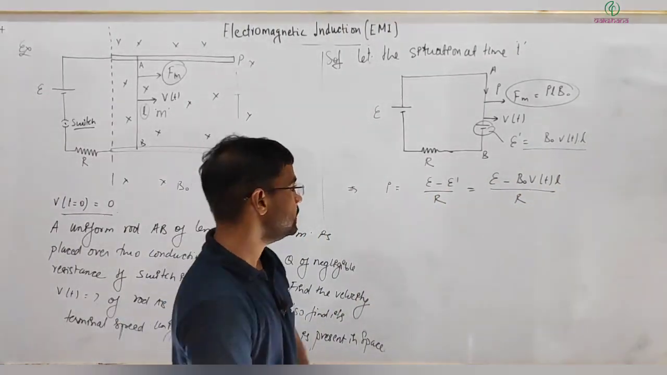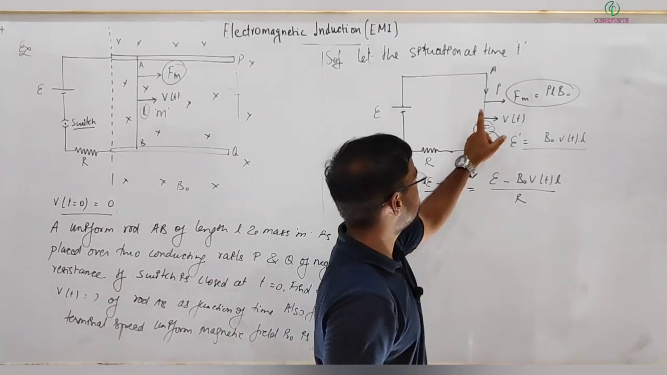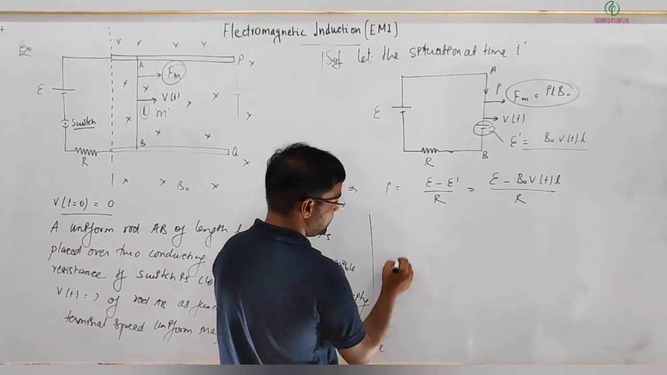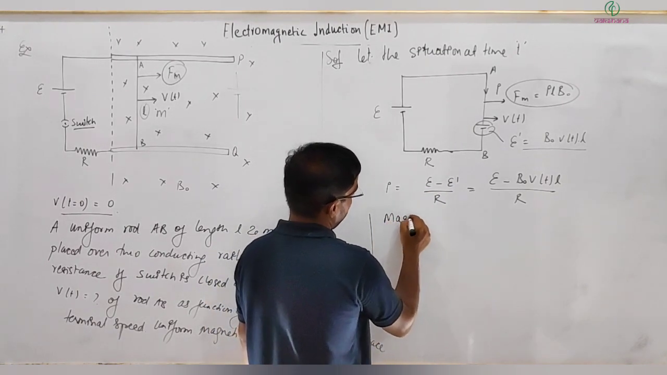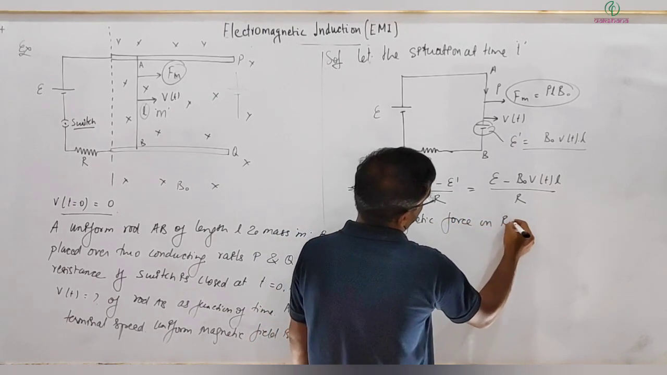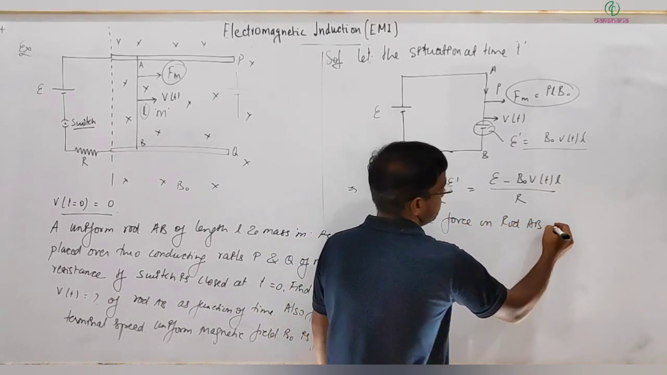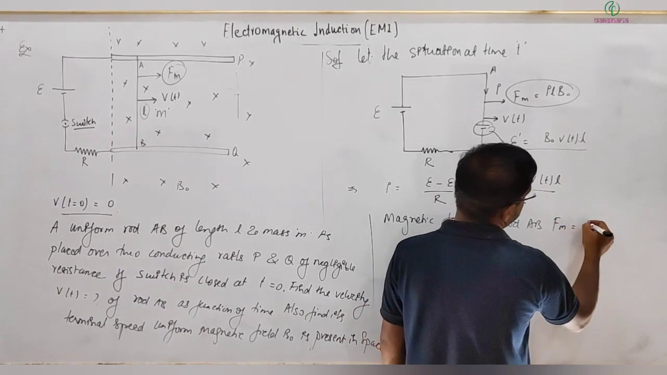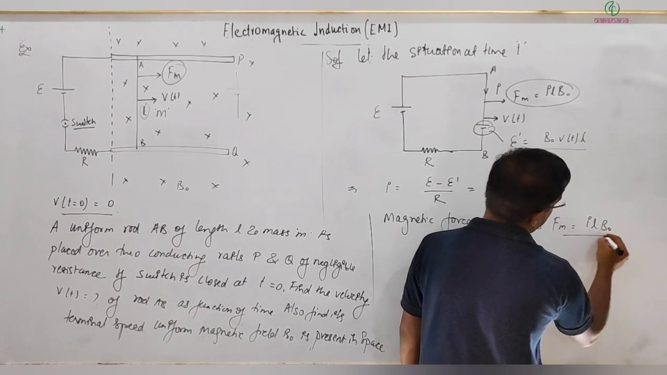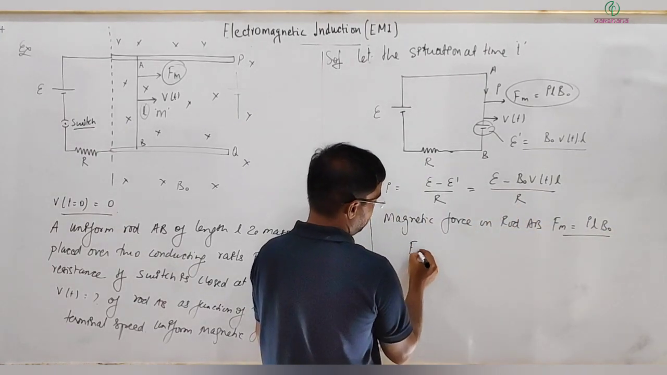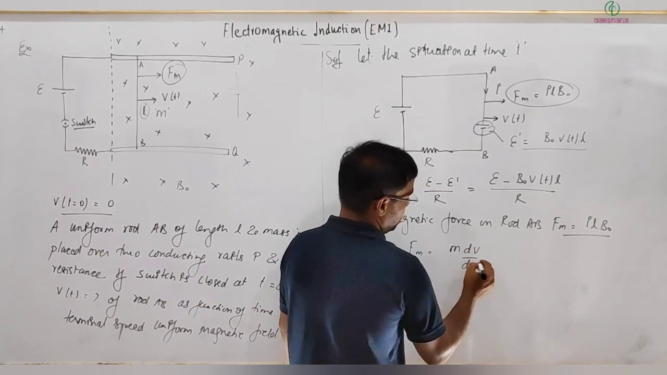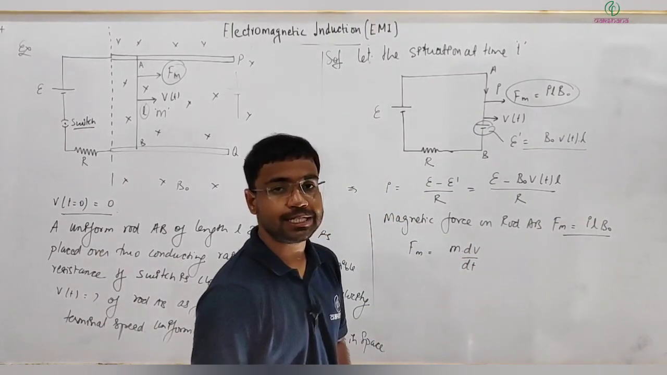Clear? So this is the current, force on this and velocity is this, both are in the same direction. So I can write the magnetic force on rod AB as I L B, remember that. Clear? And this magnetic force is equal to what? Mass into acceleration of this rod, dV by dt.